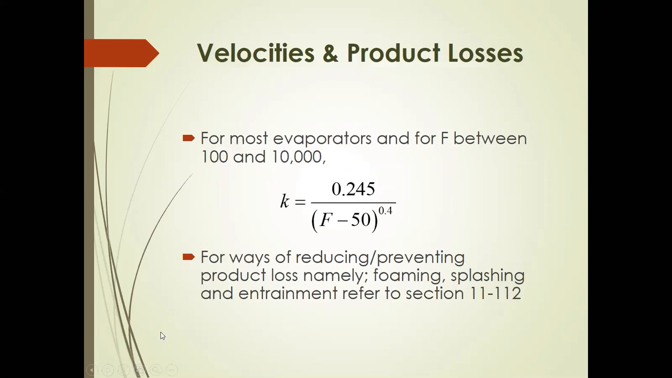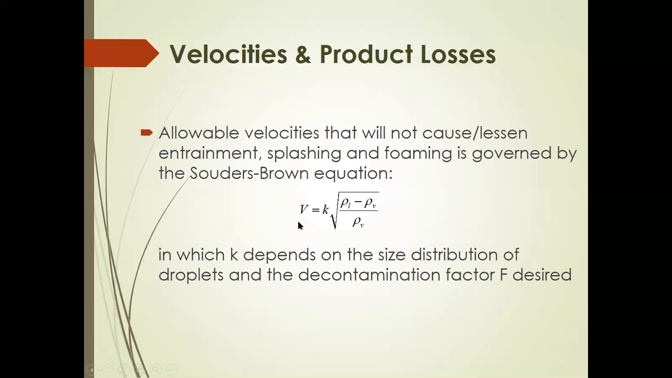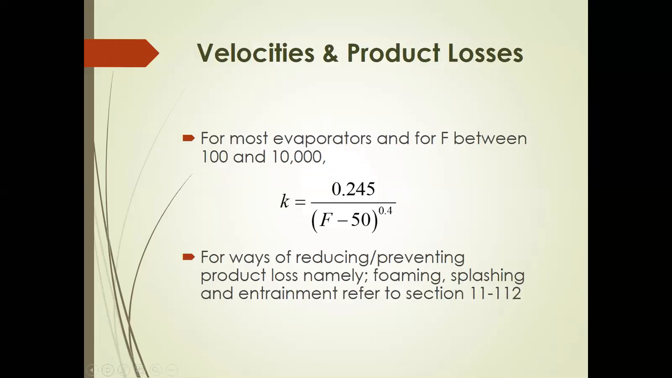How do we determine K? So for most evaporators, the decontamination factor is within the range of 100 to 10,000. So it has to be specified in the problem what is the corresponding decontamination factor. And once it's stated there, you can determine already this K because you need to substitute it in the formula. The K that you're getting here, you substitute on the formula in this slide to get the allowable velocity that will not cause entrainment.